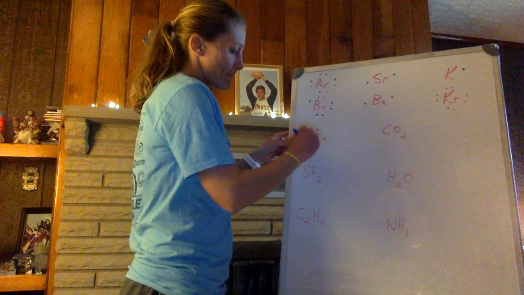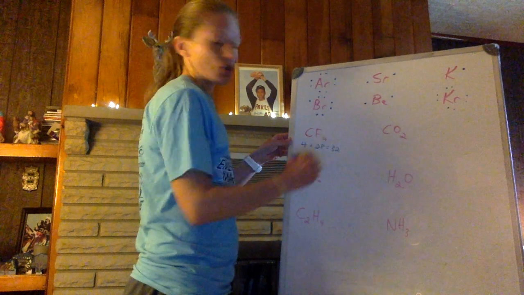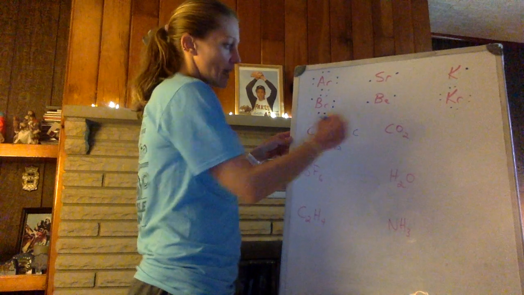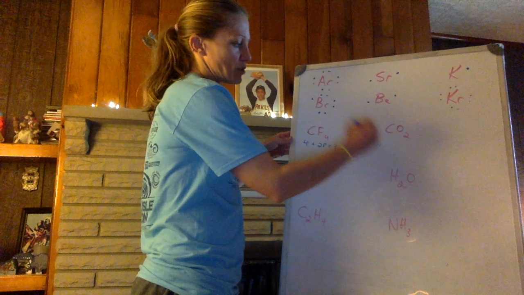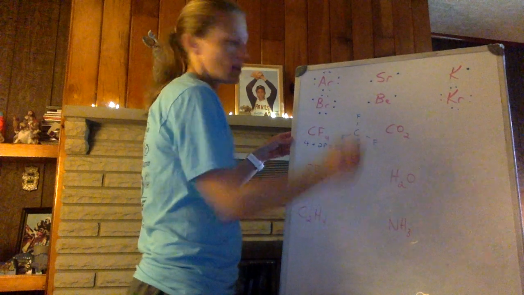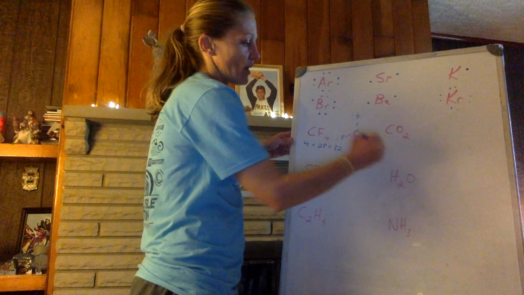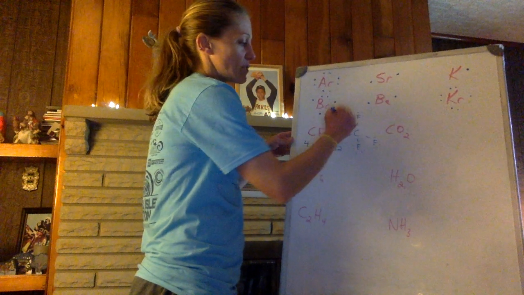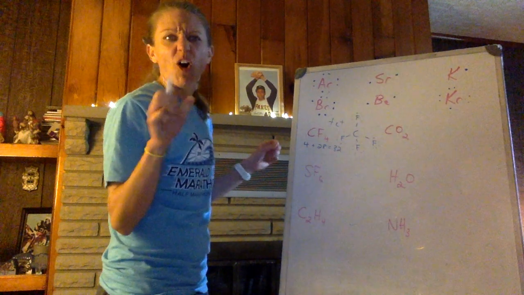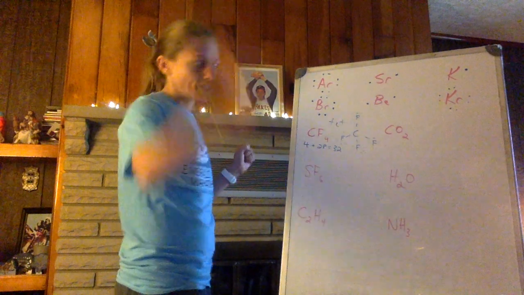Carbon's 4. Fluorine's 7 each, so 4 of them's 28 for 32. Carbon always goes in the middle. And when I've got 4 things bonded to it, I draw that with them bent down just a bit. Fluorine always wants 1 bond and 6 dots. And that's going to be a tetrahedral molecule. Carbon in the middle with 4 things bonded to it is always a tetrahedral molecule. Carbon with 4, tetrahedral.